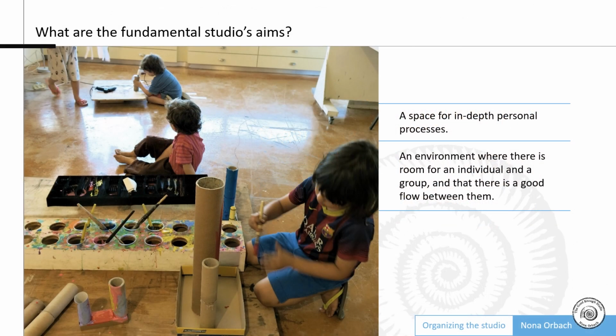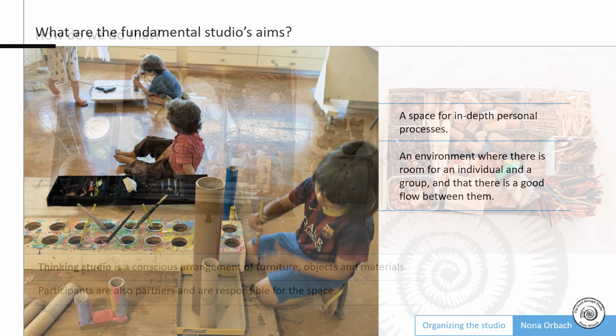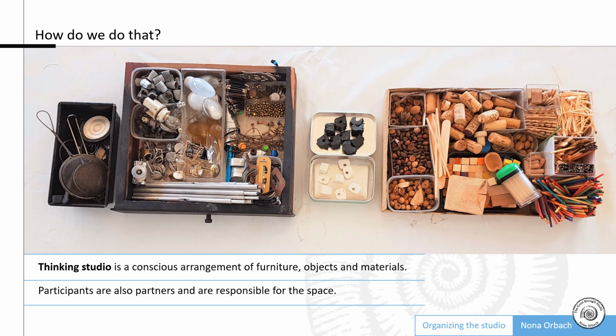The studio communicates through the orders and sorting. The studio is a safe place that facilitates self-expression, competence, creativity, joy, diversity, and collaborations. Thinking studio is a conscious arrangement of furniture, objects, and materials.